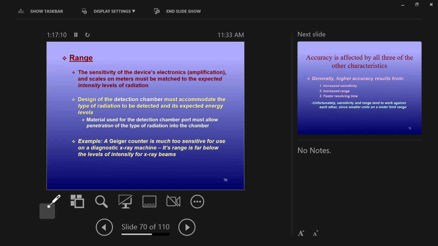So the materials used for detection must allow penetration of the radiation into the chamber. Like if you have an ion chamber and the actual chamber is made of lead, then you're not going to be measuring X-rays, because X-rays are not penetrating that lead, right? So you must make the machine out of something that allows the radiation source to get into the ionization chamber and cause ionization.